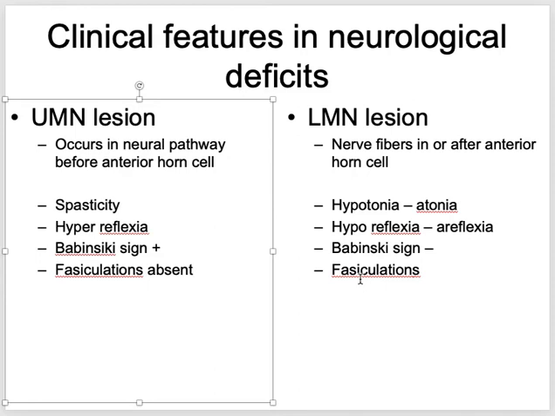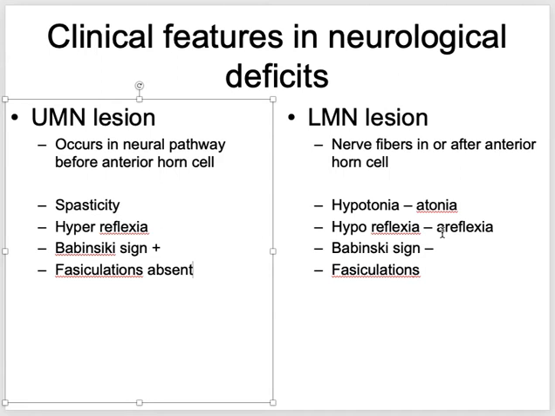So, a very important thing to understand before going into detail of all the other things. Anyone who is showing these features on examination, it is an upper motor neuron type of lesion. Anyone who is showing these features, this is a lower motor neuron type of lesion. There are certain conditions which give mixed pictures, both upper as well as lower motor neuron type of lesion, but of course we are going to discuss them later when we start the clinical medicine.